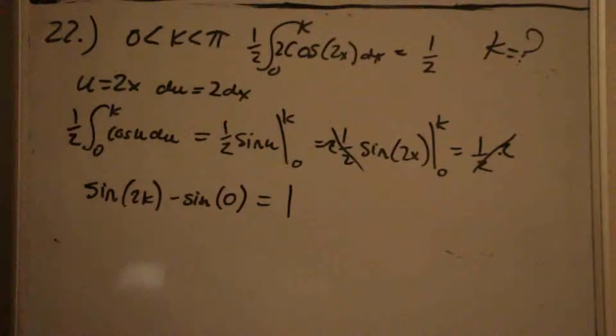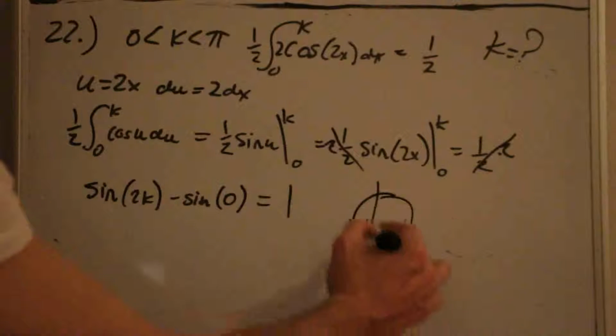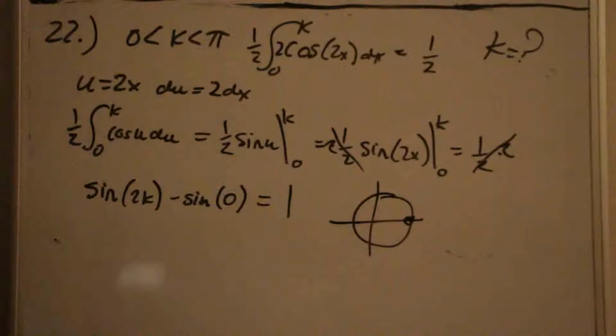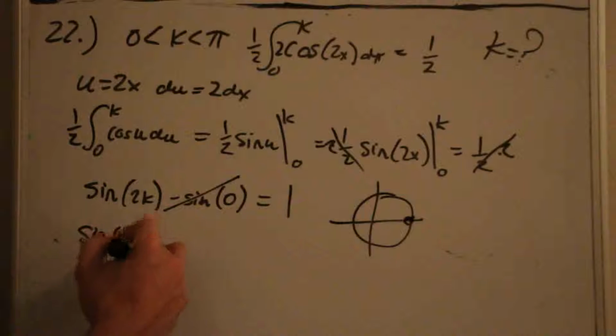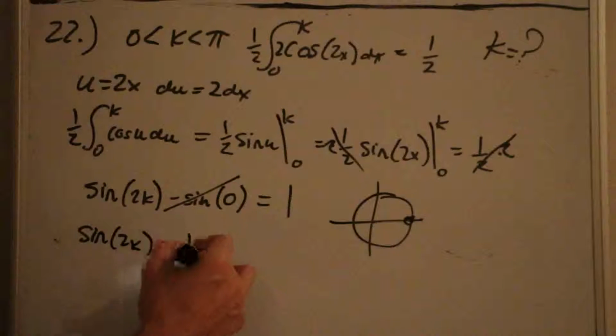Well, we know that sine of 0 is 0, right? Unit circle. Sine of 0 is 0. So that cancels out. So I end up with sine of 2k equals 1.